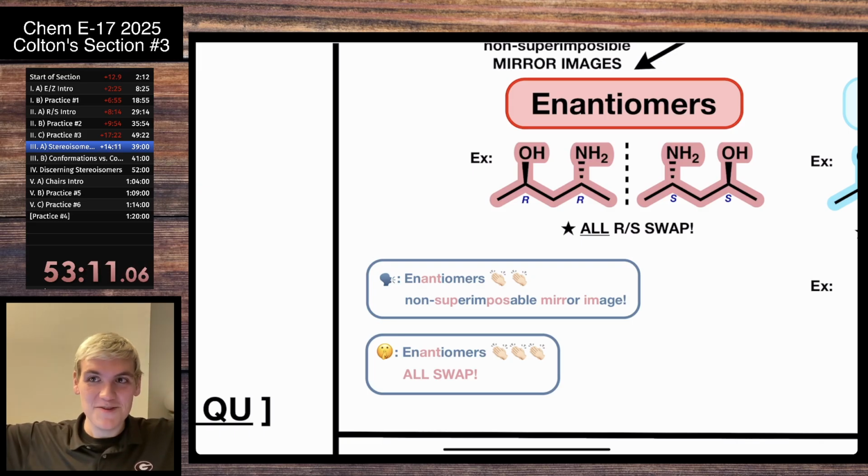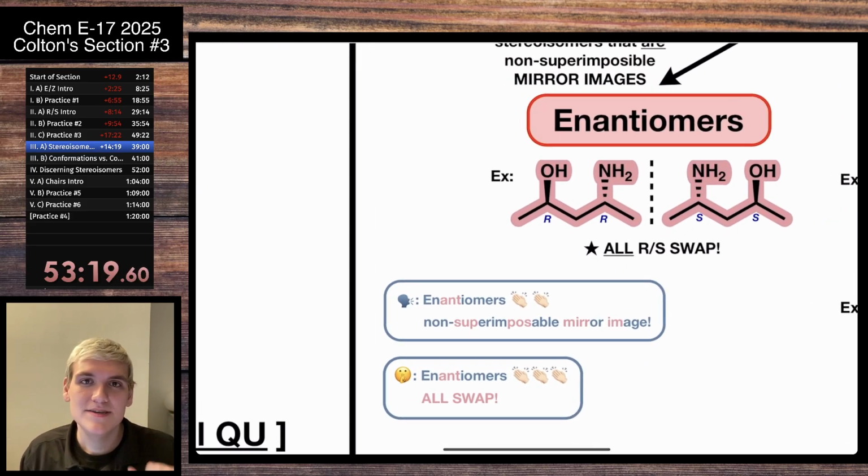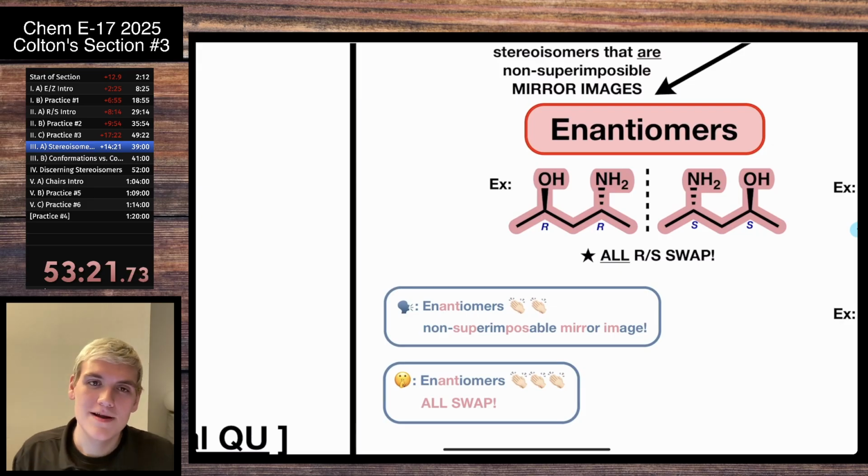So that's the chant. I'll do it a little bit slower if you want to try to do it with me. It's just incorporating these 2 definitions of enantiomers that you'll want to have locked and loaded. A little bit slower. 1, 2, ready, go. Enantiomers. Clap. Clap. Non-superimposable mirror image. Enantiomers. Clap. Clap. Clap. All swap.